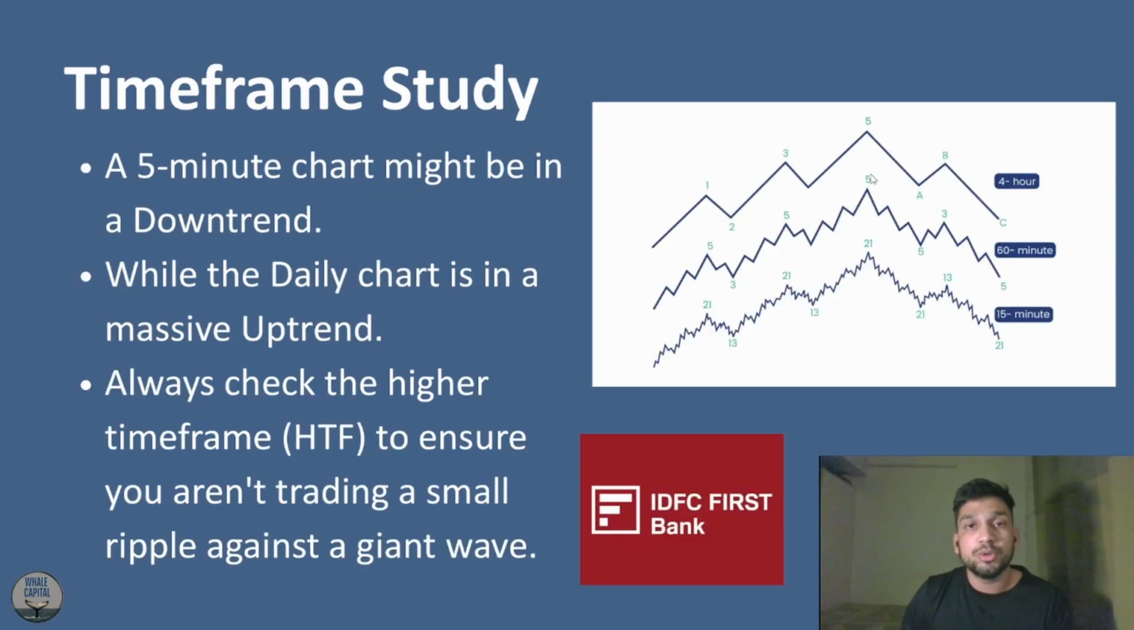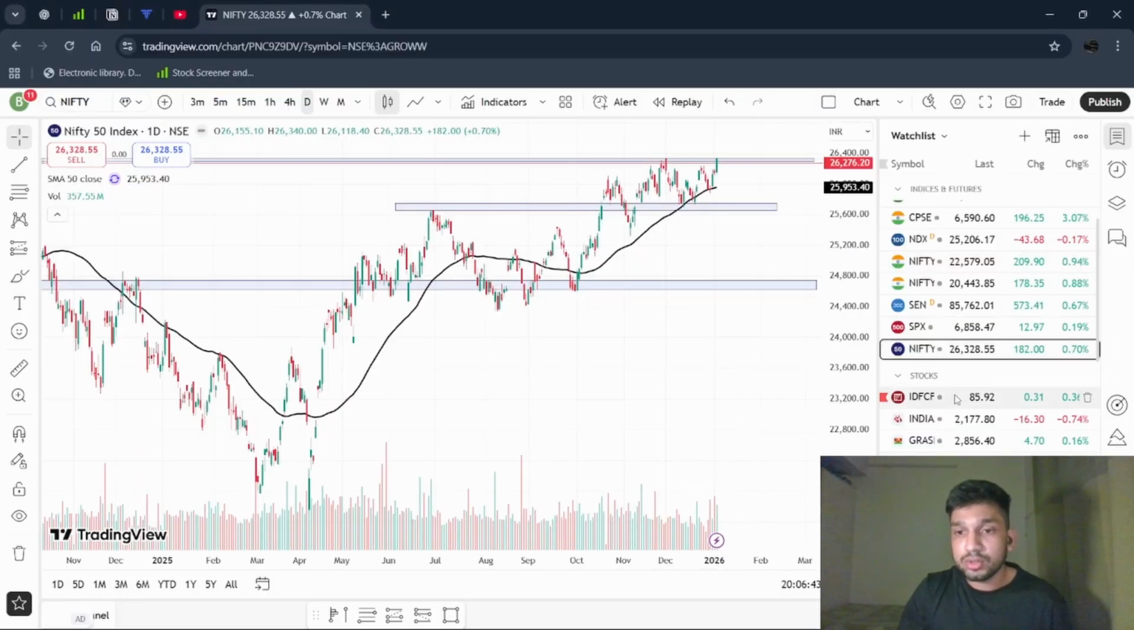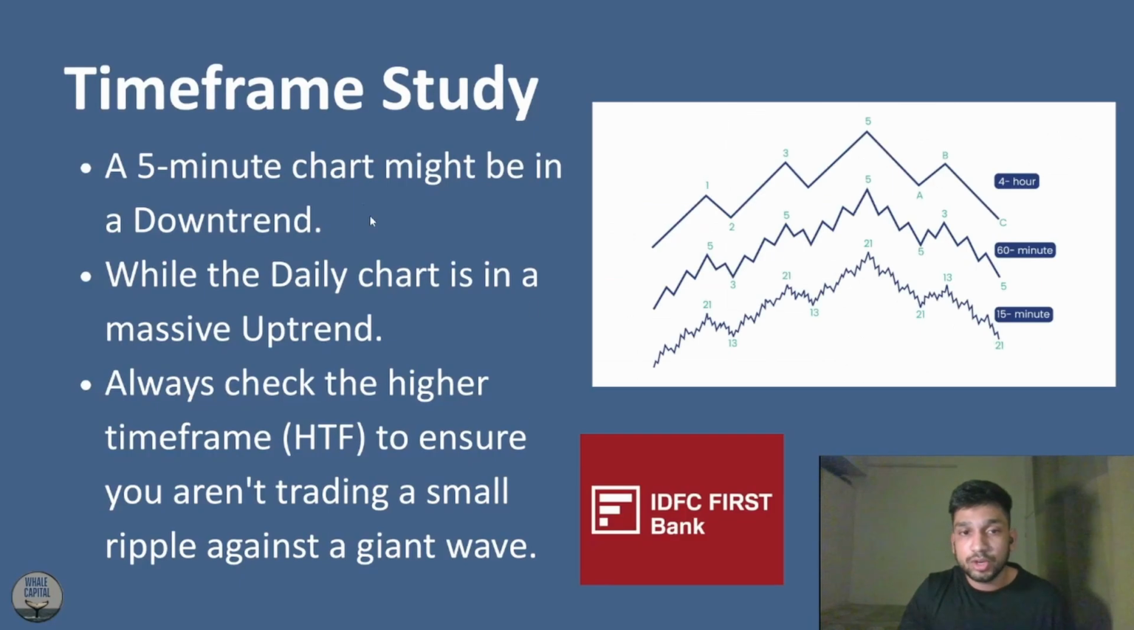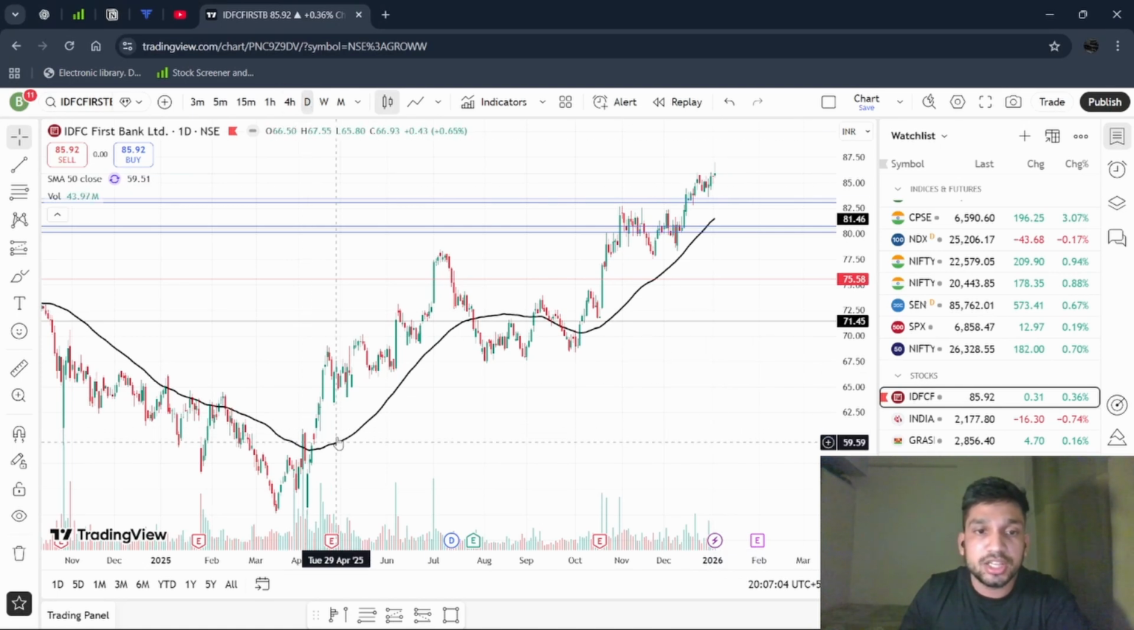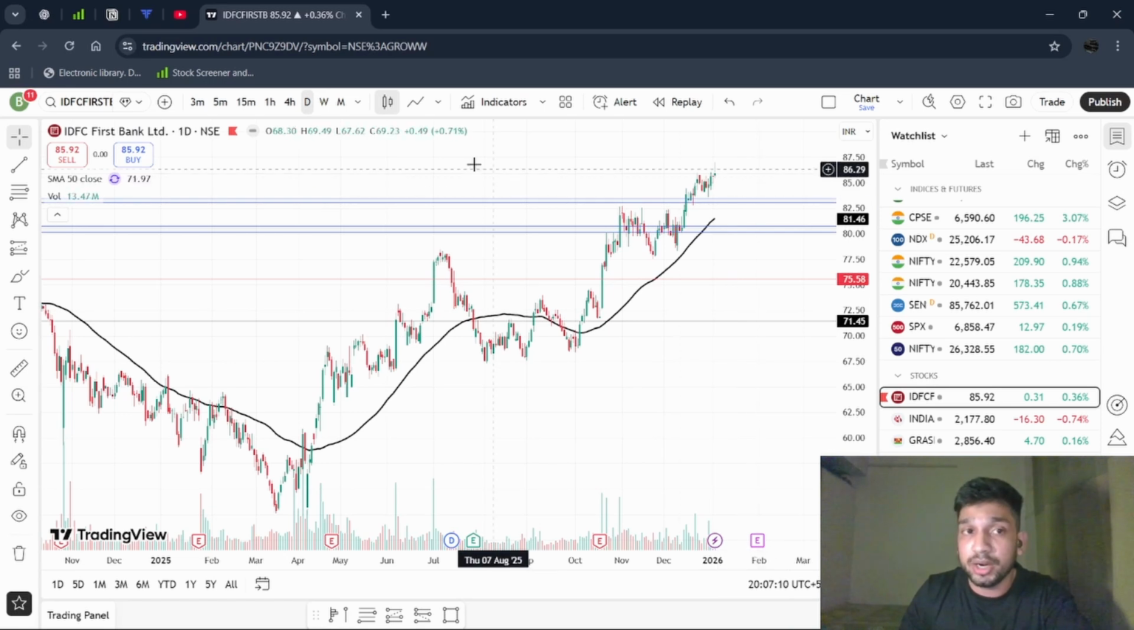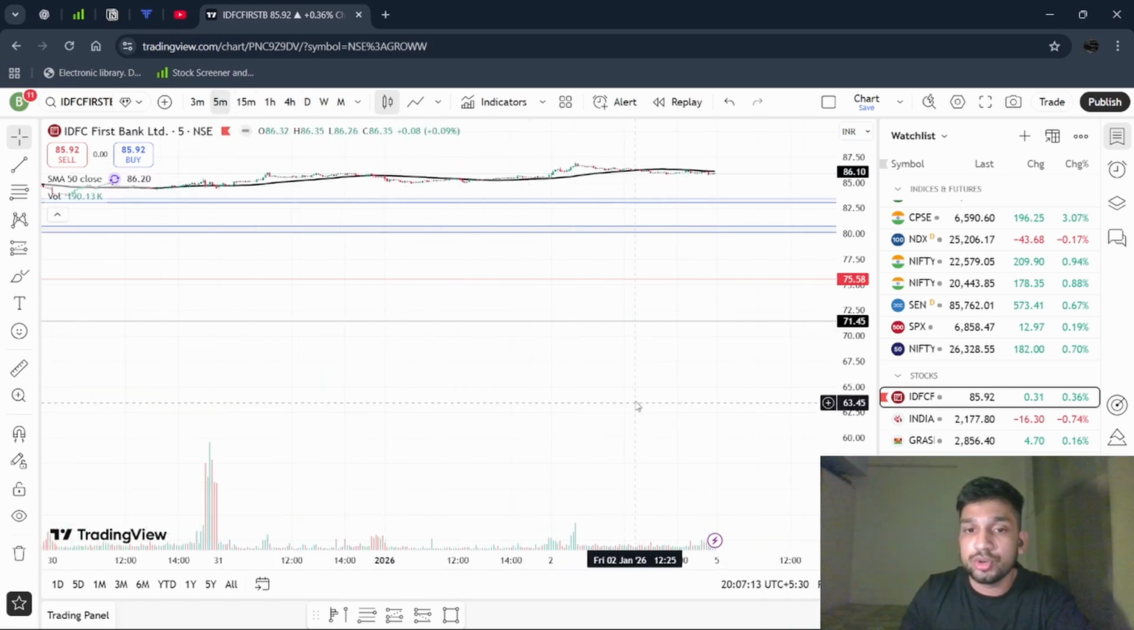One of the most important things while looking at trend analysis is time frame study. Let's take an example of IDFC First Bank. Even if you're looking at a 5 minute candlestick chart and a daily chart, they could tell you entirely different stories. This is the daily chart, and as you can see, it has been going in an uptrend. But if you look at the 5 minute chart, the story is entirely different.